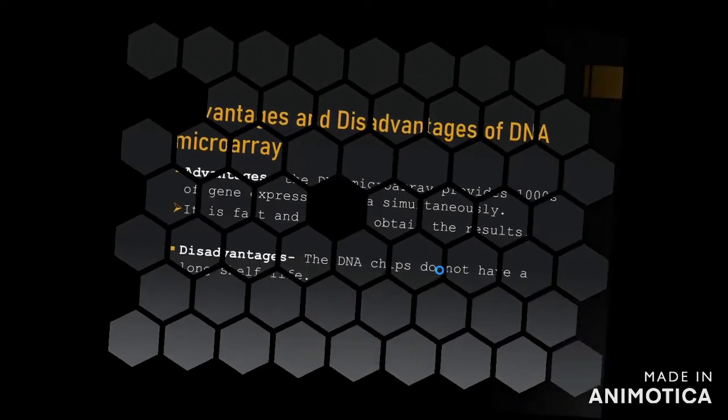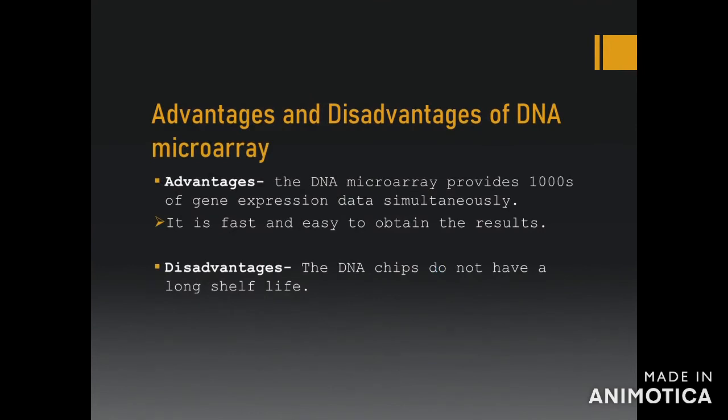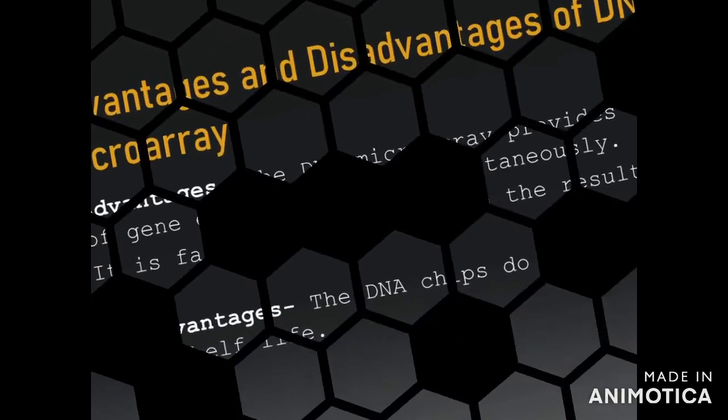So coming on to the advantages and disadvantages. The advantage is that this technique provides thousands of gene expression data simultaneously. That is, the sequence here is used as one sequence, we find the complementary to that, and it is fast and easy to obtain the results. While the disadvantage is that the DNA chips do not have a longer shelf life.